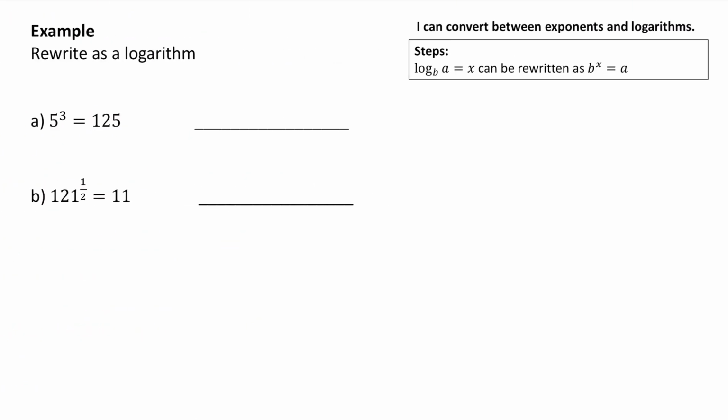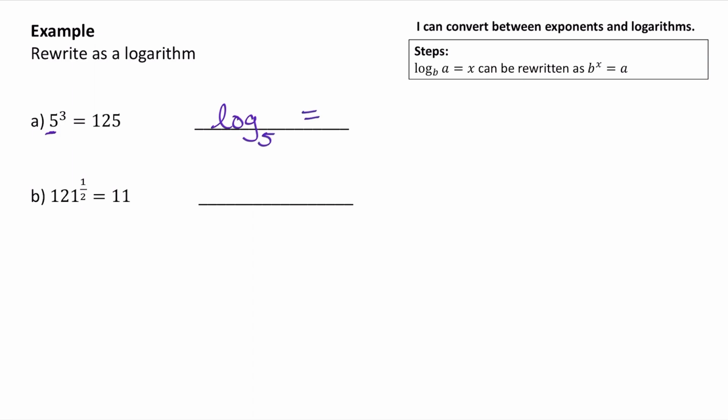Now let's go in the reverse direction and let's rewrite these as logarithms. So you can see here we have exponential equations and we're going to write them as logs. So I always like to start off with a base because the base of the exponential equation is going to become the base of the logarithmic equation.